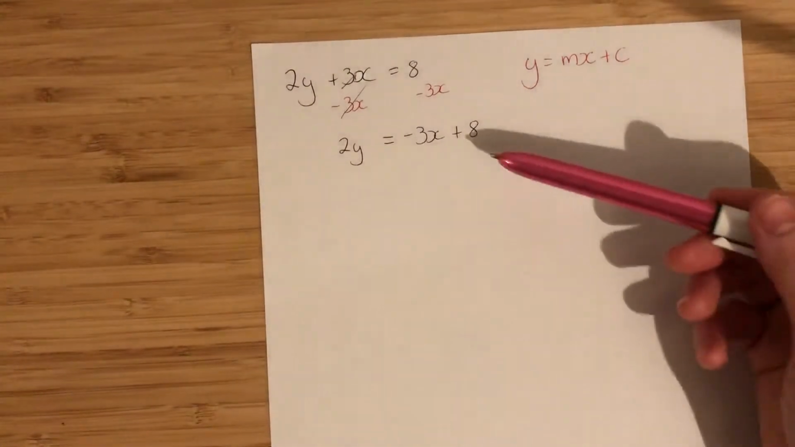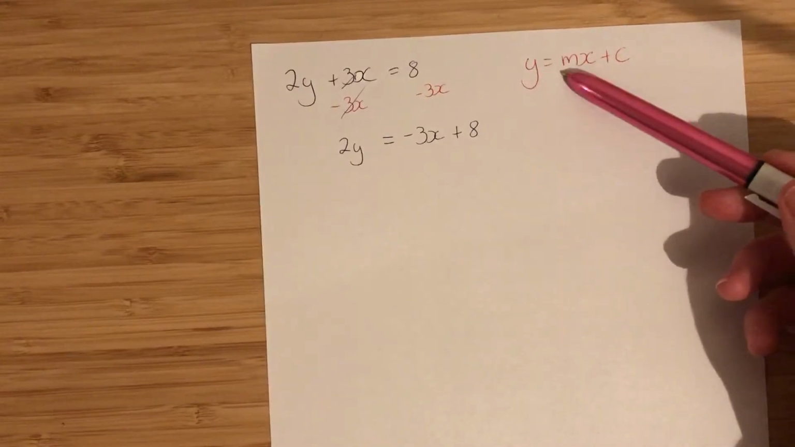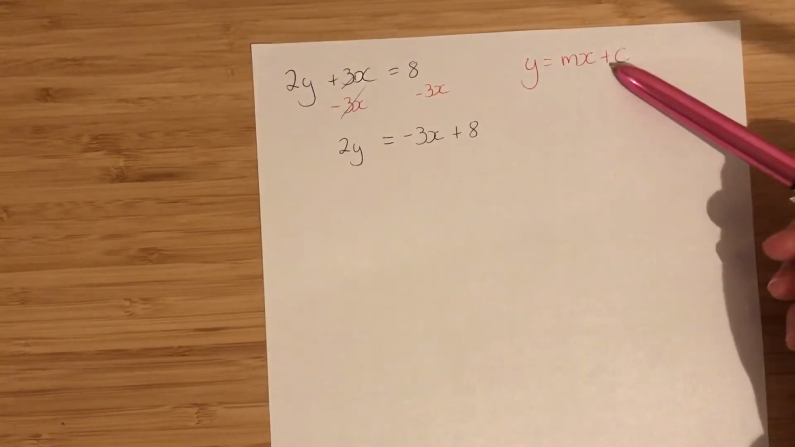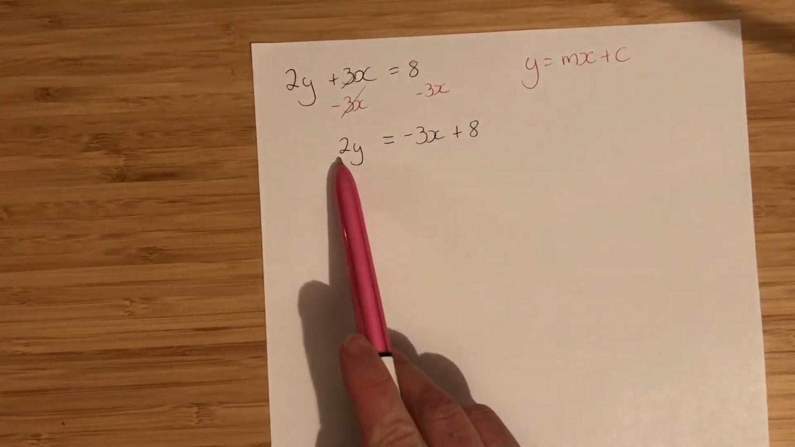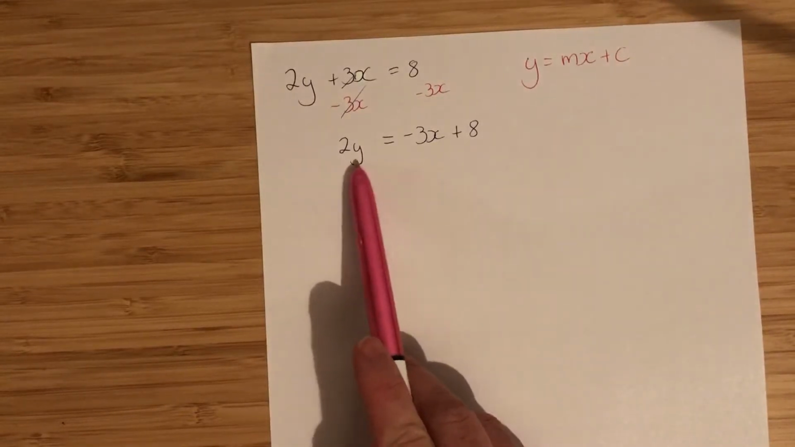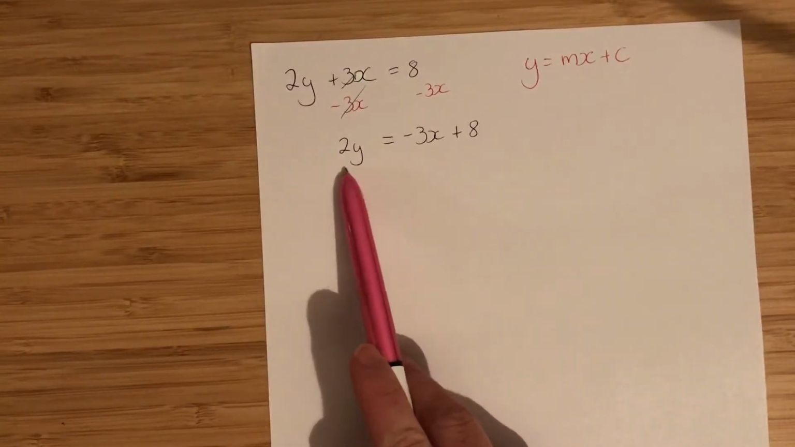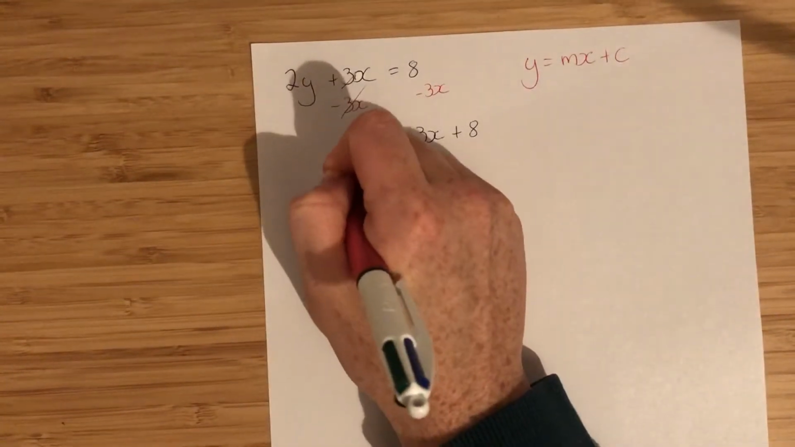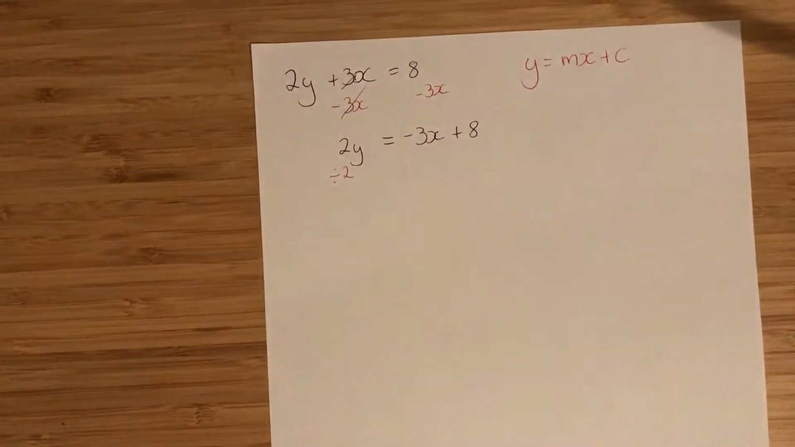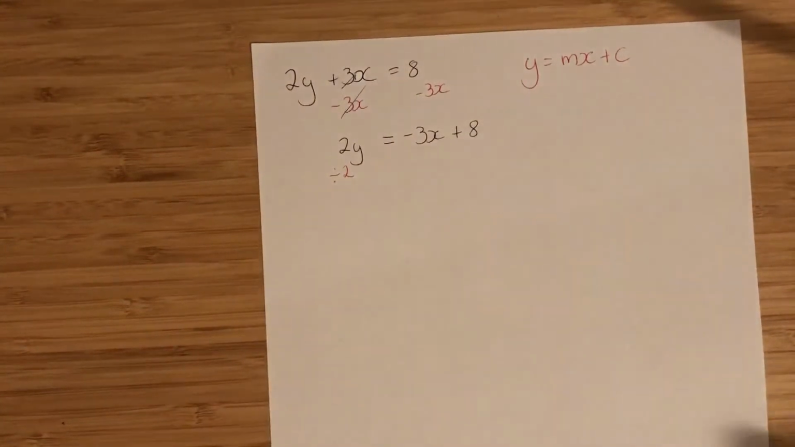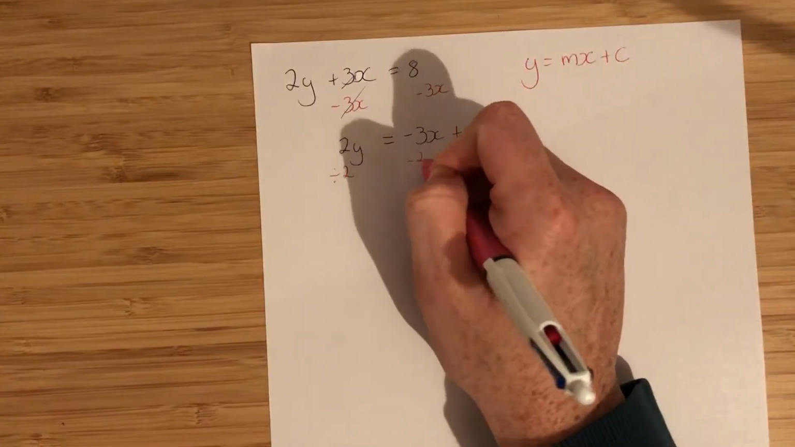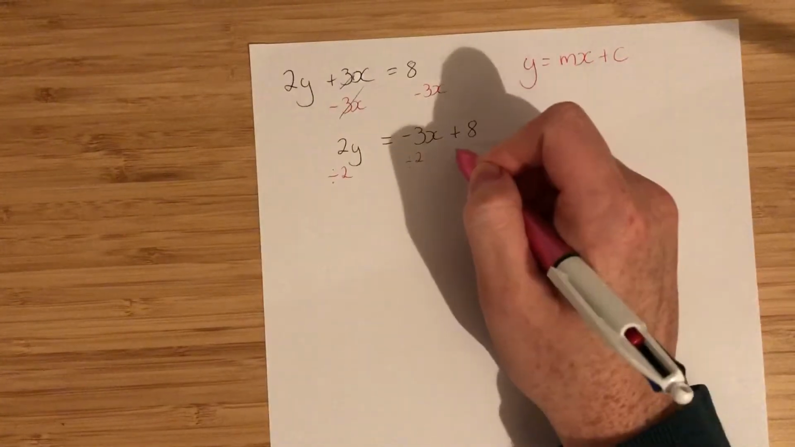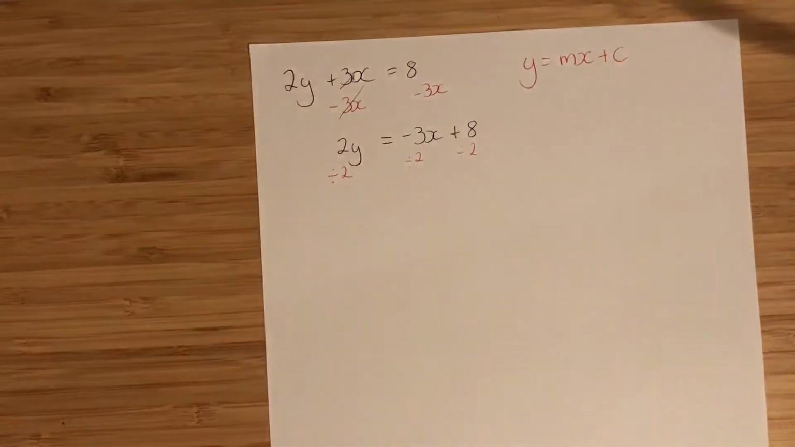So as you can see, this is already a little bit closer to the y equals mx plus c. The only thing that's stopping that is this 2 that's attached to the y. So that 2 being attached to the y means 2y, 2 times y. So the opposite of timesing by 2, the way to get rid of it on that side, is to divide by 2. So if you divide that term by 2, you actually have to divide all of the terms by 2. So you're going to divide the 3x by 2 and the 8 by 2. Okay, so let's do that.